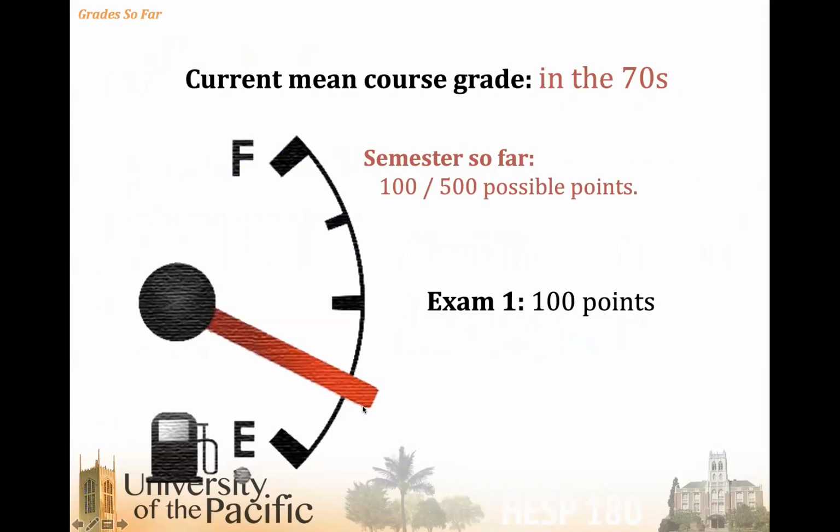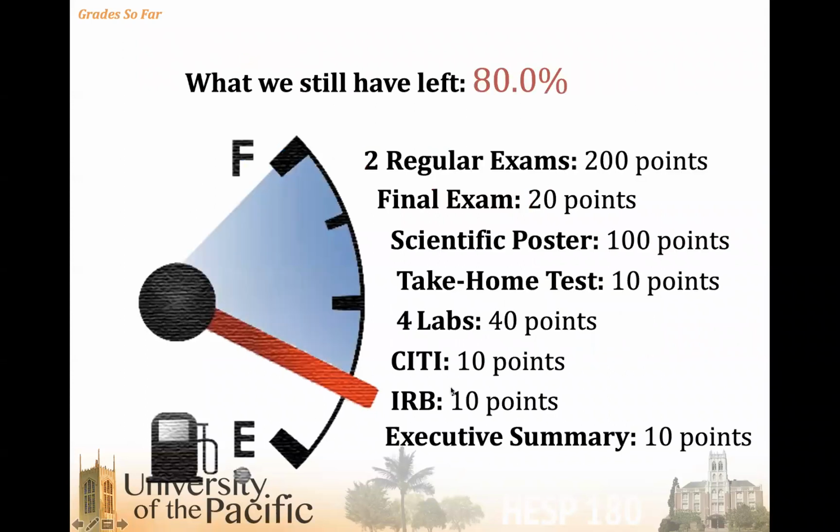So again, we have one exam done, 100 points. The mean grade is in the 70s, but we have 80% left, right? The final exam is easy. Everyone does it in groups. That's 20 points. There's the poster. You do that in small groups. That's 100 points, just as many as this first test.